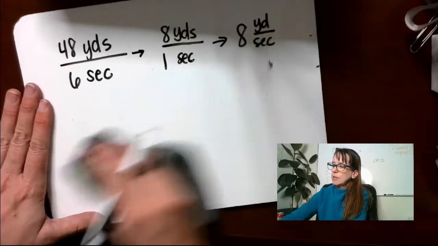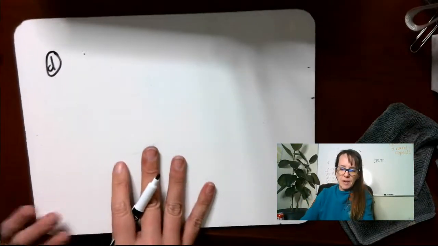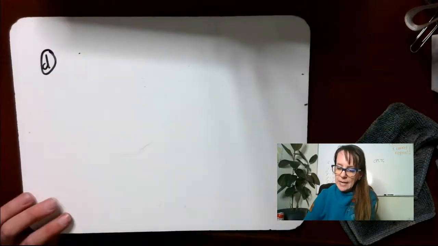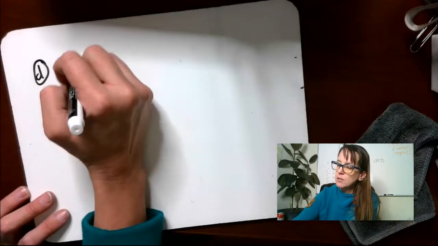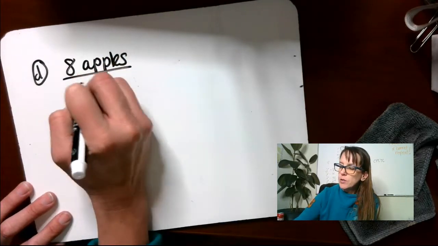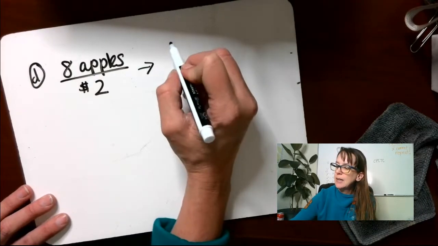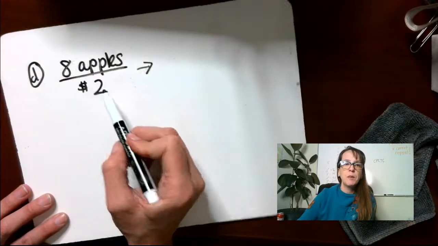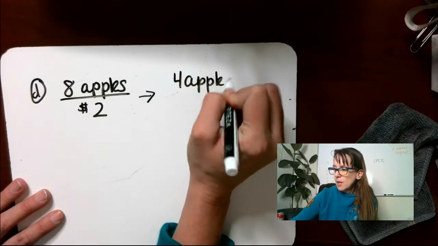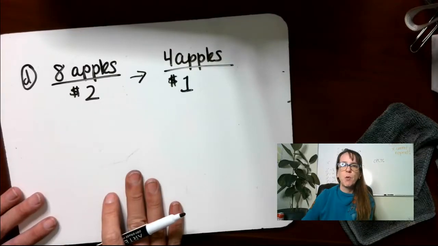Looks like we've got one more. So D. All right, for this guy we have 8 apples can be purchased for $2. What is the rate in apples per dollar? So 8 apples for $2. We're gonna reduce this down. So if I divide both the top and bottom by 2, I would get 4 apples per $1.